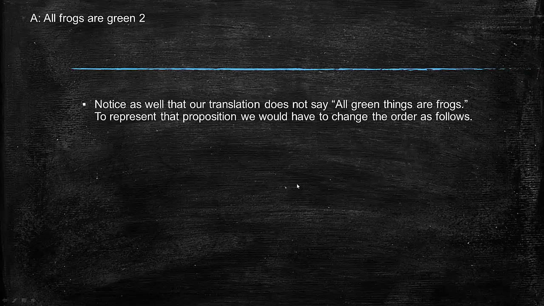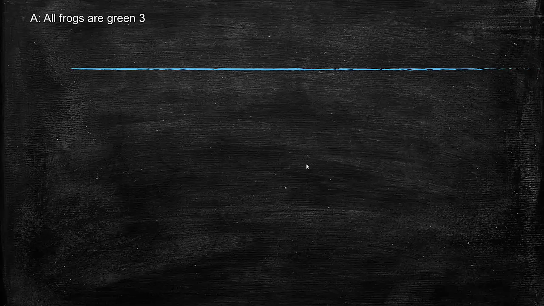Okay, so notice as well that our translation does not say all green things are frogs, right? There's a big difference between saying all frogs are green and all green things are frogs. To represent that proposition, all green things are frogs, we'd have to change the order, right? So for all x, if x is green, then it's a frog. So the order is very important.